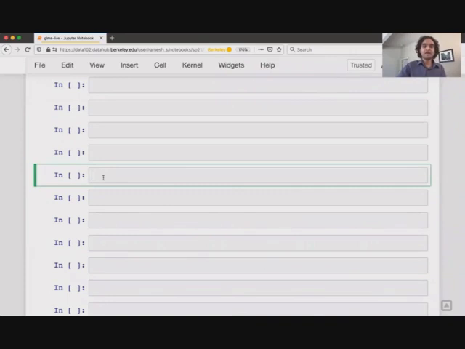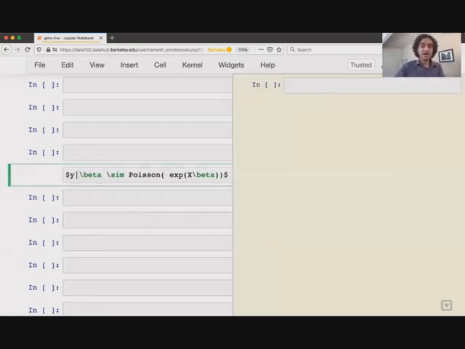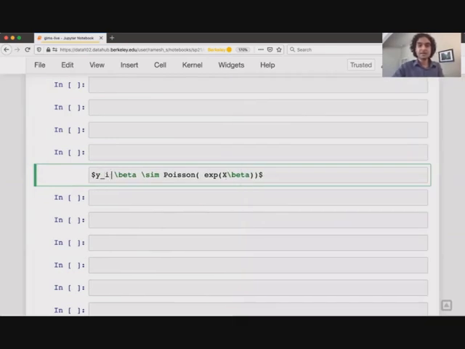So we have y given beta has a Poisson distribution with mean, well, it's not quite x beta, it's exp of x beta. And now this is our model, right? Y has a Poisson distribution with mean exp of x beta. And this is really like each individual y_i. So I should really be using y sub i, and this should really be x_i transpose beta.